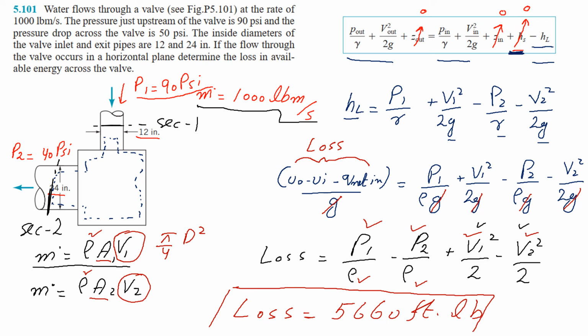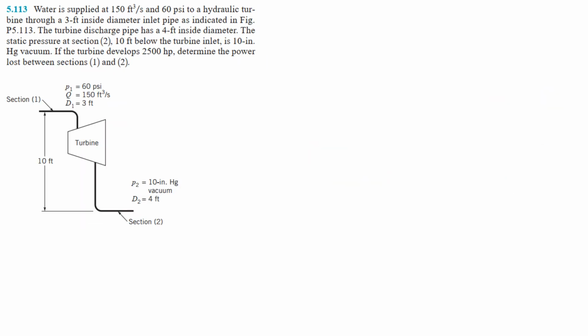That was: if the flow through the valve occurs in a horizontal plane, determine the loss in available energy across the valve. So this is the loss due to the viscous effects, because we are not considering the loss due to the mechanical effects, because there is no such rotational component inside this valve. So the only loss occurring is due to the viscous effects. Hope this was clear.